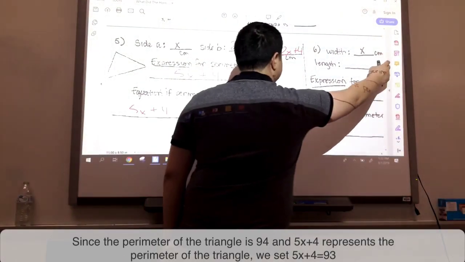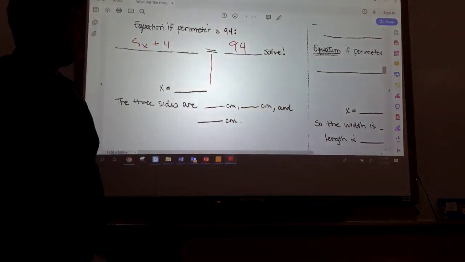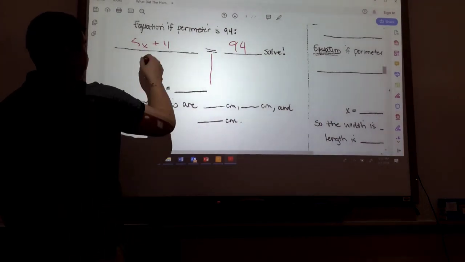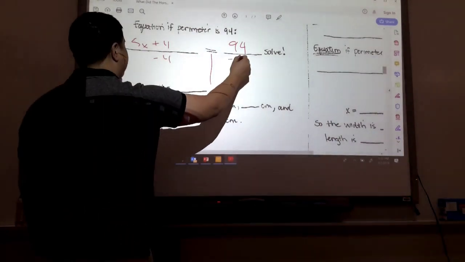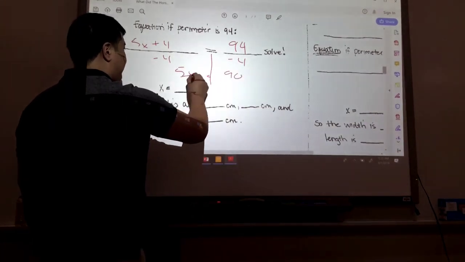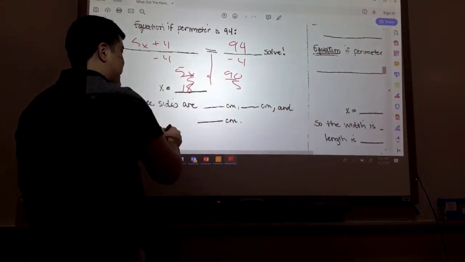So, we're going to solve for x, which is this length of side A. This is minus 4, 5x equals 90. Divide by 5, divide by 5. We find that the side length is 18 centimeters.